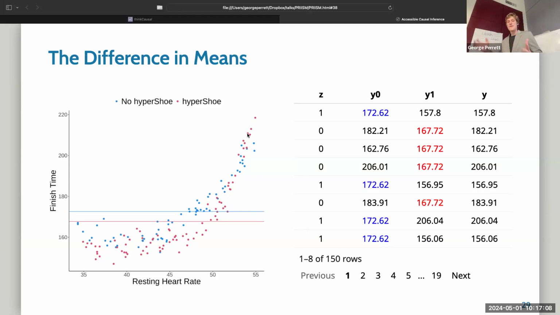Now we'll see for each person, it's going to be the same. And this is a really poorly specified model. We know the response surface is very nonlinear, and these lines do not fit it well at all.